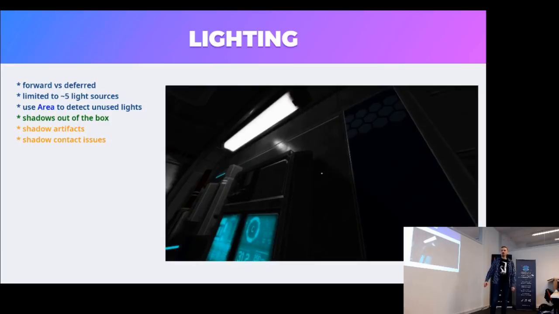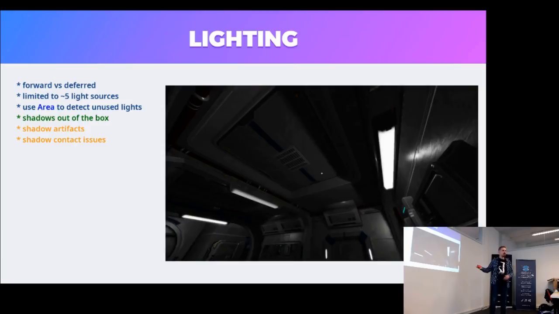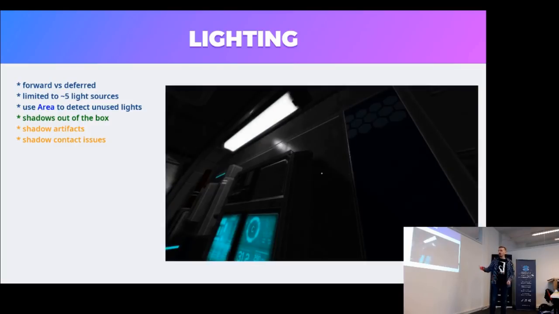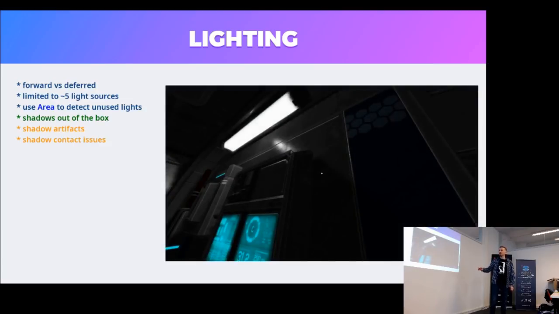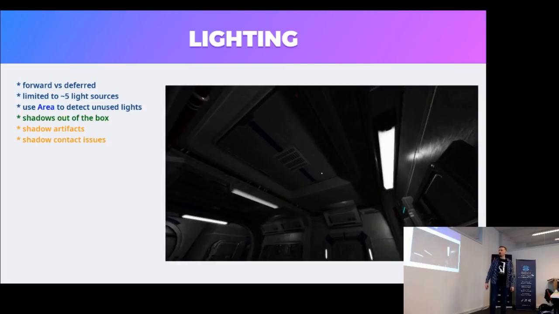So the solution was to use the area. Even for a small game like Intrepid, I had to somehow disable the lights that are not used at the moment. Lucky for me, the area node is working perfectly, exactly as I would expect it, so that was a perfect solution to this problem. I would just turn off the lights when the player left the room.